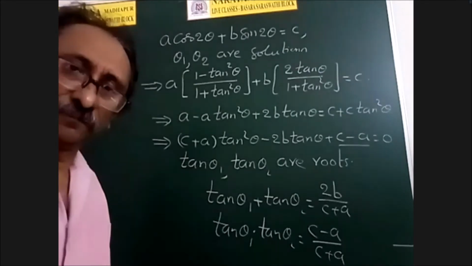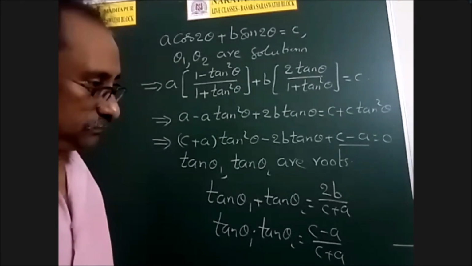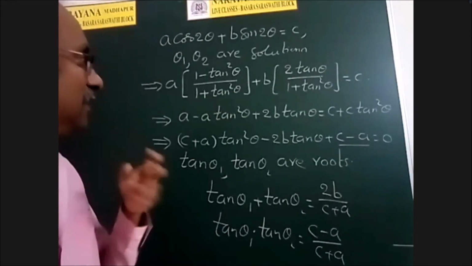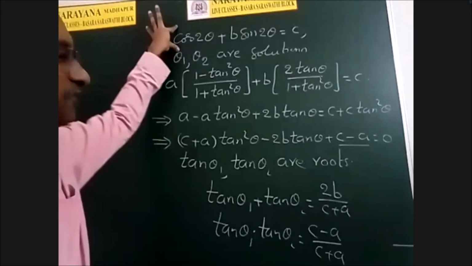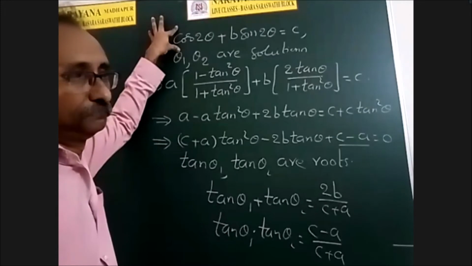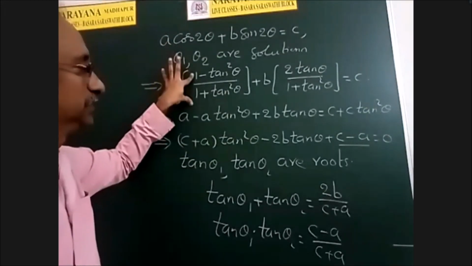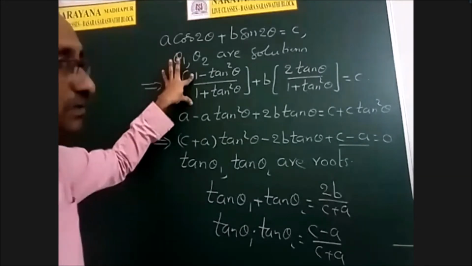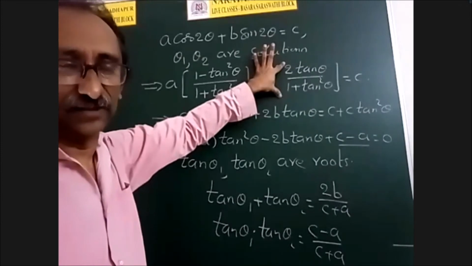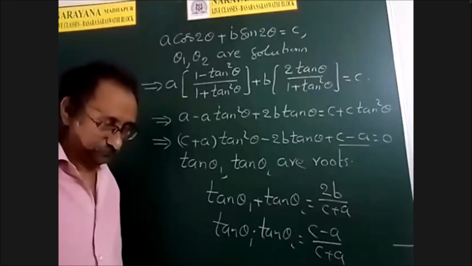Sriram, sir, will you explain the second step again? What is that? Second step, sir. Now this only. Yes, sir. Now what is the formula for cos 2 theta, Sriram? Sir, the formula for cos 2 theta is 1 minus tan square theta by 1 plus tan square theta. The formula for sin 2 theta is 2 tan theta by 1 plus tan square theta. So we have written those two formulas, that's all. Okay, sir.